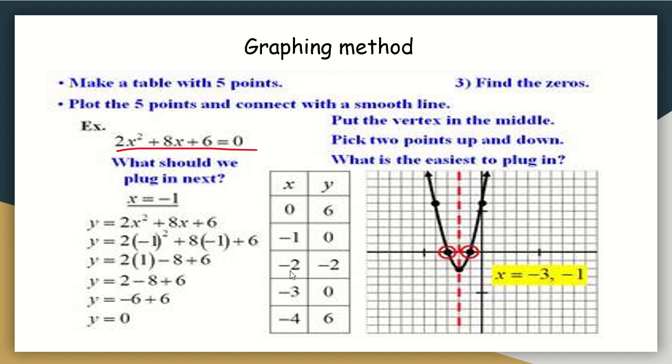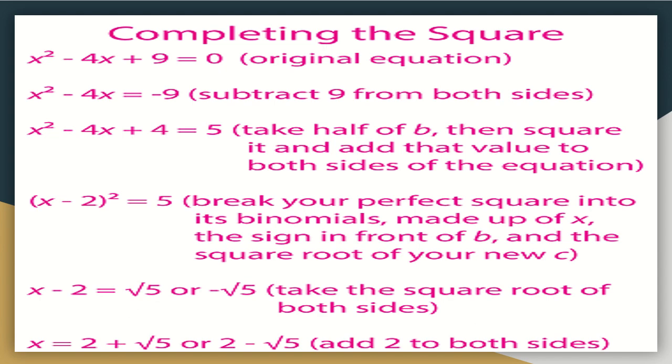Like that, I substitute values one by one in the equation and get the results. Then plot them on the graph. You can see the points where the curve intersects the x-axis. That is the solution for your equation. Here in this graph, it is intersecting the x-axis at minus 3 and minus 1. So the solution for this graph is minus 3 comma minus 1. Right?